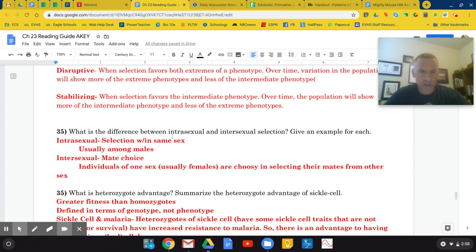And so the other one is intersexual, where we're speaking of mate choice, where individuals of one sex, and this is taken from the text again, it says usually females, are choosy in selecting their mates. This is not always true. I don't want to overstate the usually females comment, because this happens in different species where the males are very choosy in selecting females. And so that's where you'll see a picture of a peacock showing off all of its colors and showing off how incredible it is, in hopes that a female will choose him for a mate. So that's intersexual selection.